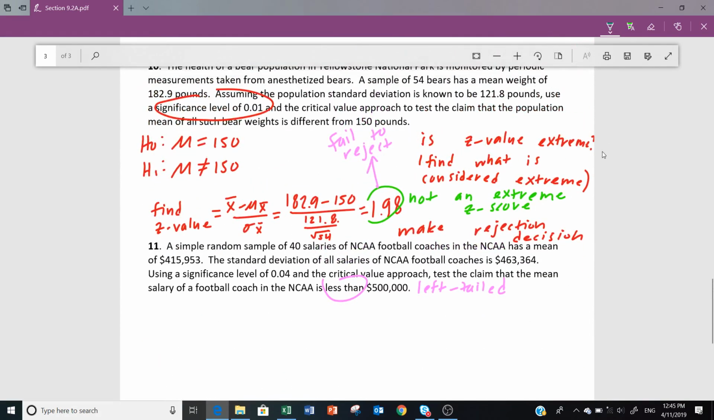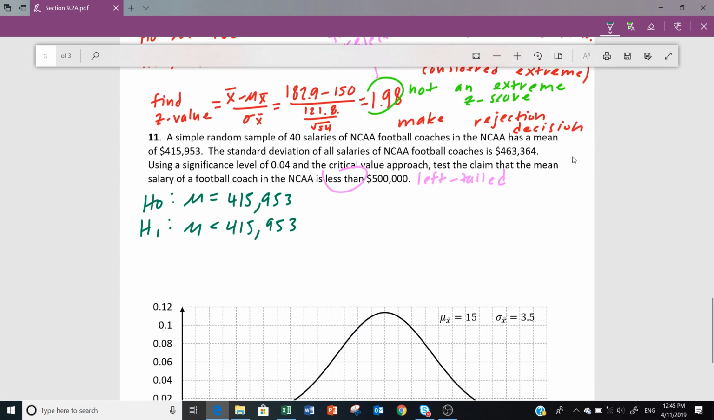Okay, let's now do the problem. H0: mean is equal to 415953. H1: mean is less than 415953 because it's left-tailed. Okay, next let's find the z-value. The z-value uses the sample mean. Oh, I did not do this right. My bad. Let me correct that. The population mean goes here. What's the population mean? 500,000. So this has to be 500,000.